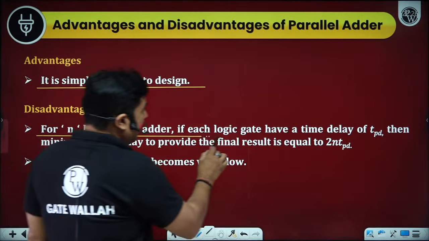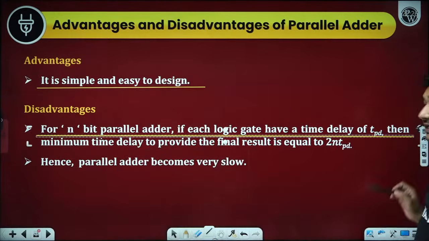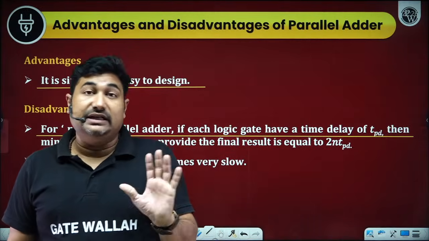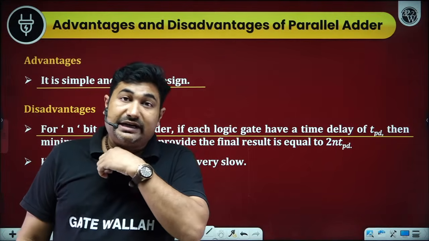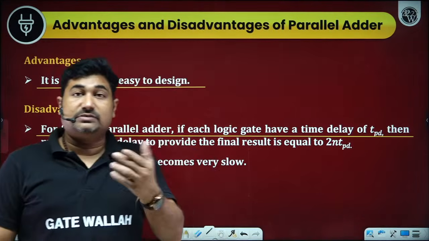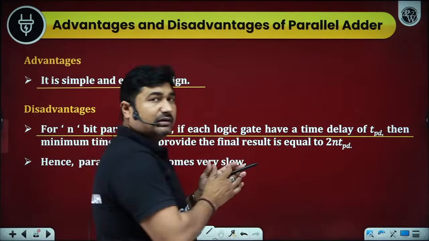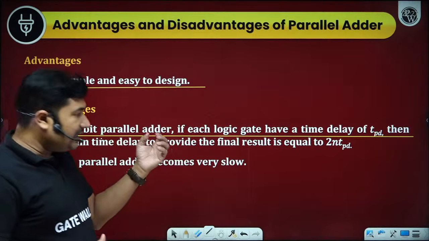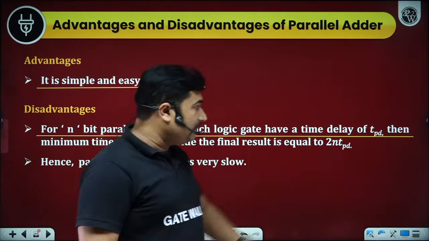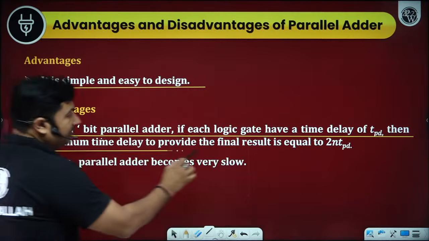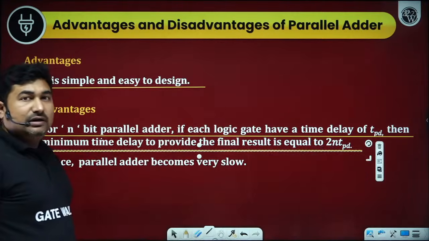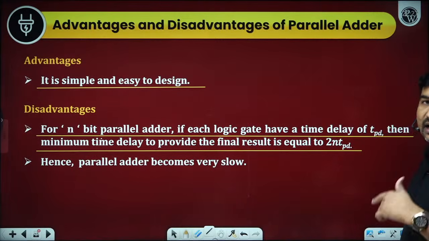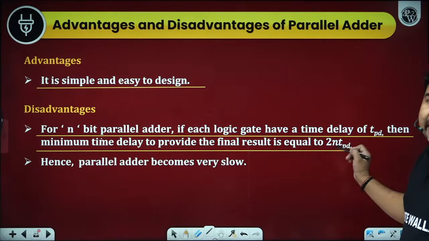For an n bit parallel adder, if each logic gate has a delay, this is a condition, because we all know that logic gates will have different delays, especially an XOR gate and a basic gate. XOR gate delay is more than the basic gate delay. But theoretically, if we have an n bit parallel adder and each logic gate has a delay of TPD, then the minimum time delay required for addition of two n bit numbers in a parallel adder is equal to 2 into n TPD.